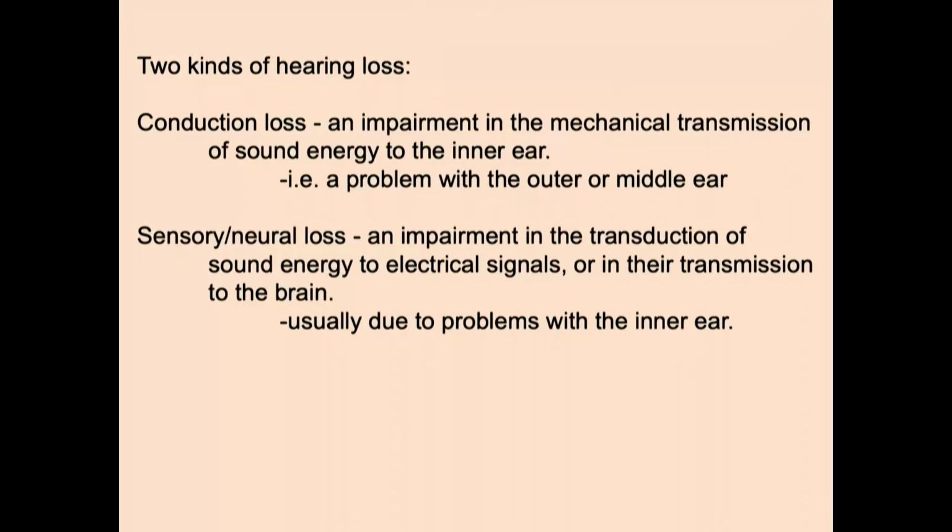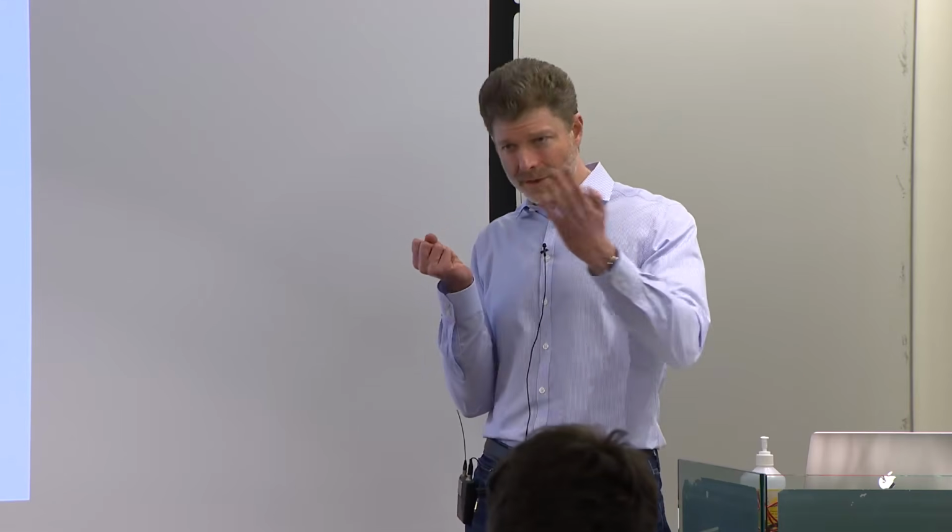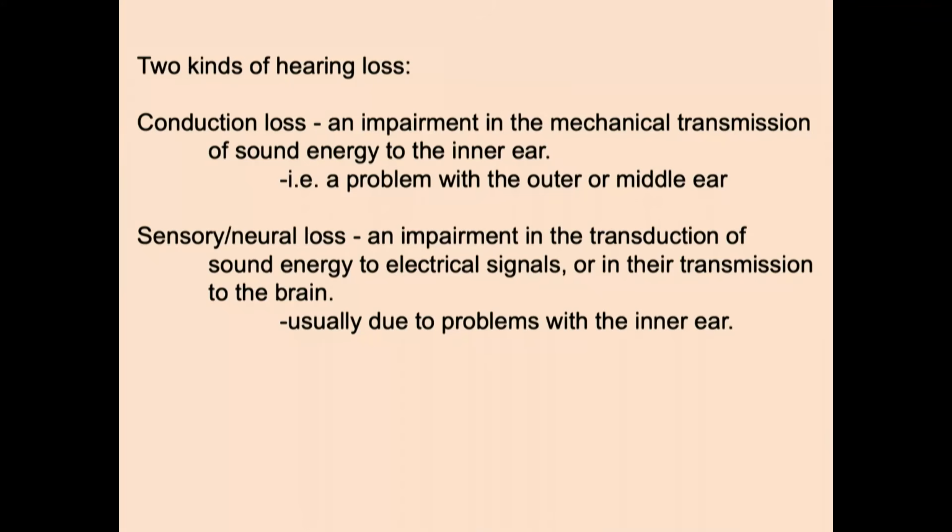So there's conduction loss, which we were just talking about. That's an impairment in the mechanical transmission of sound energy to the inner ear. So it's typically a problem with the outer or the middle ear. For instance, if the bones in your ear don't move as well as they should, you won't get as much energy into the cochlea as you should, and your hearing will be worse. That's contrasted with sensorineural loss, which is an impairment in the transduction of sound energy to electrical signals or in their transmission to the brain. And that's usually due to problems with the inner ear.